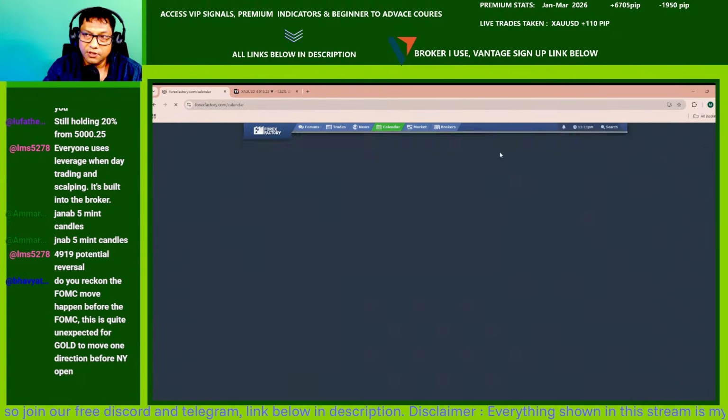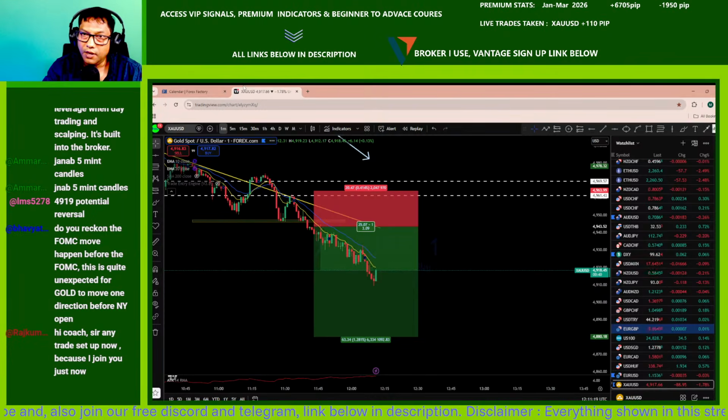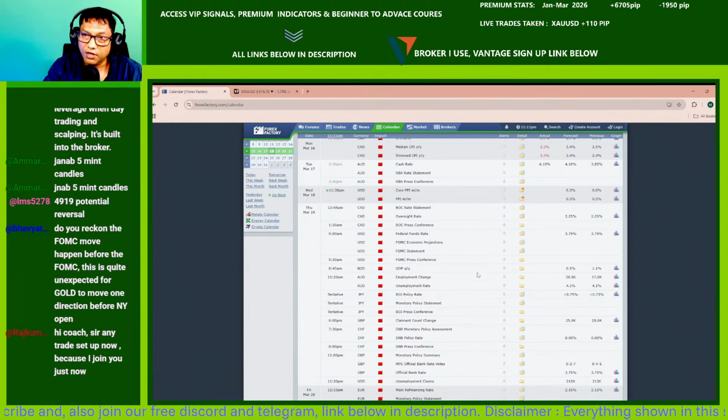This is an FOMC move that you can see, and as the FOMC is coming, if you look, it's in a few hours. It's coming at 5 a.m. my time, so I will also be trading at that time. I will trade all the NY session. So this is a potential move during the FOMC coming up.